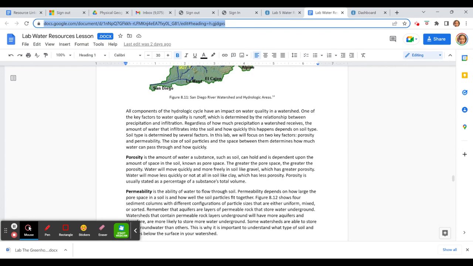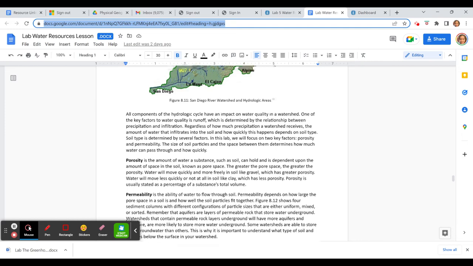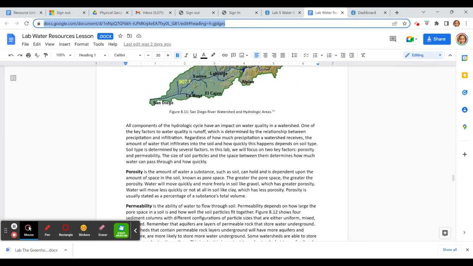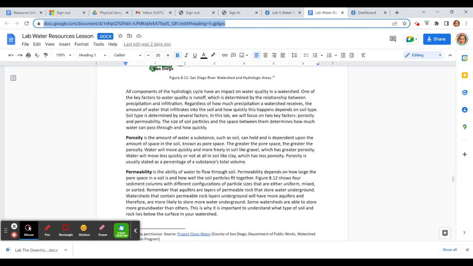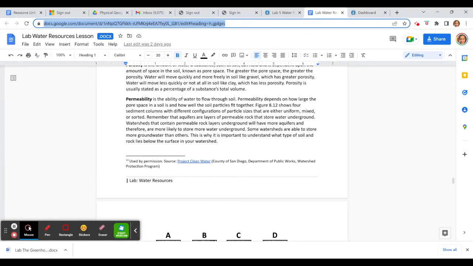All components of the hydrologic cycle have an impact on water quality and watershed, and one of these is runoff, which is determined by the relationship between precipitation and infiltration. The amount of water that is soaked into the ground depends on the porosity of the soil. Some soils can soak in water very easily. Other soils, like clay, repel the water. For terms of this, we use a word called permeability. This is the ability of water to flow through soil.